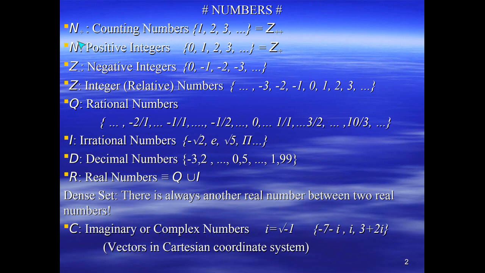Then comes the set of non-negative integers. What is it? We add 0 to the counting numbers: 0, 1, 2, 3, etc., up to infinity, always plus 1, plus 1, plus 1. And this is Z plus. Why 1 plus? Because 0 is included. All these are integers, because there is no 1 over 2, for instance, no 1 half. You always add 1 to obtain the next one, and 0 is included.